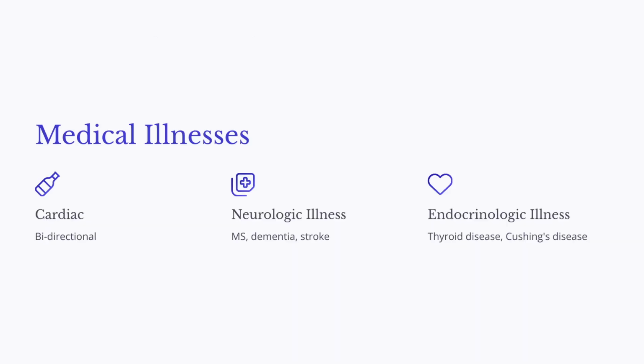To go one by one into a little bit more detail, with cardiac illness, depression is both a risk factor and a consequence of cardiac disease. So that means depression makes it more likely that someone's going to have cardiac disease, and independently, someone with cardiac disease is more likely to get depression. With neurologic illness, here we're thinking of MS, dementia, and stroke. So depression can occur during or between epileptic episodes, ictal and interictal phenomena.